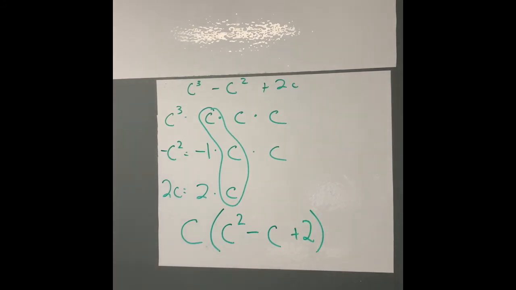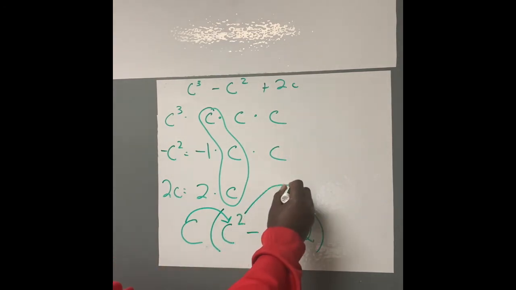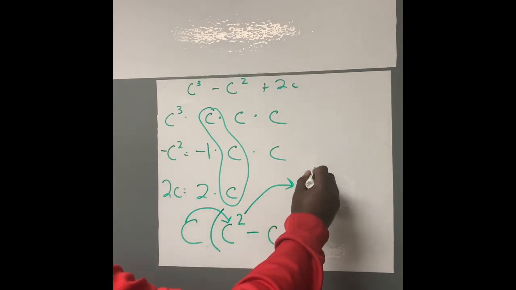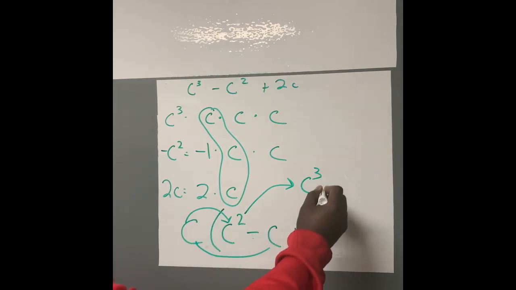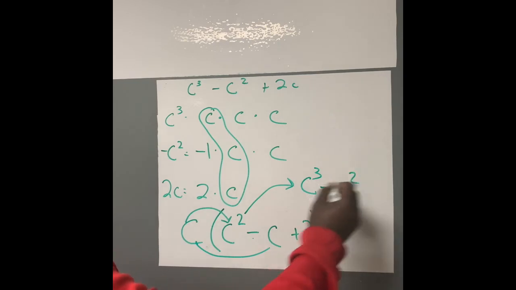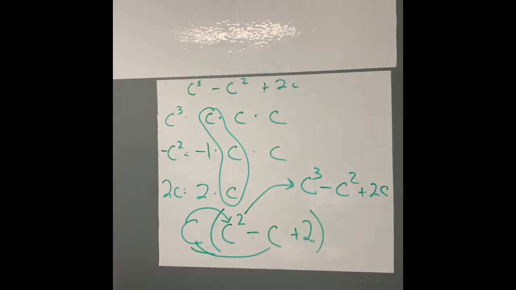So now when we build it back, c times c squared is going to give me, I'll put it up here so you can see it, c to the third power. Then we get c times minus c, we'll get a minus c squared. And then c times plus 2 gives plus 2c. And there you have it.